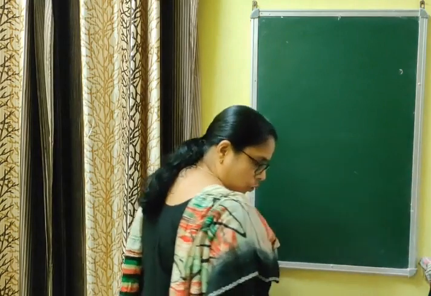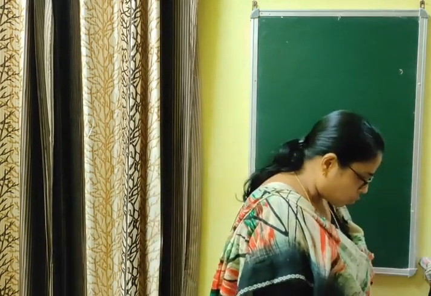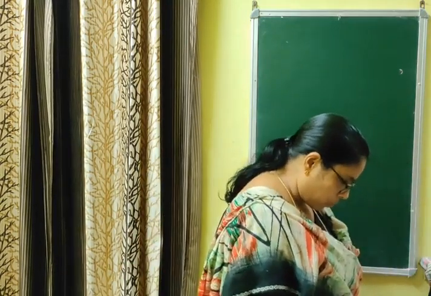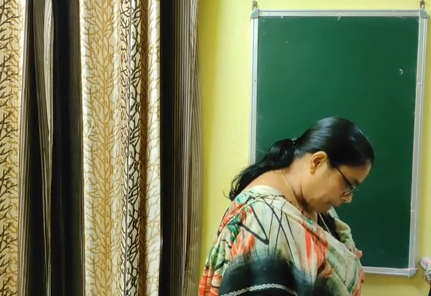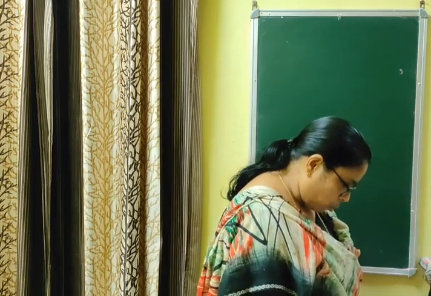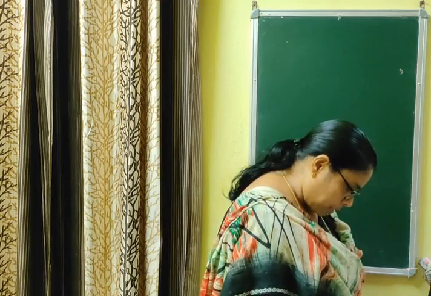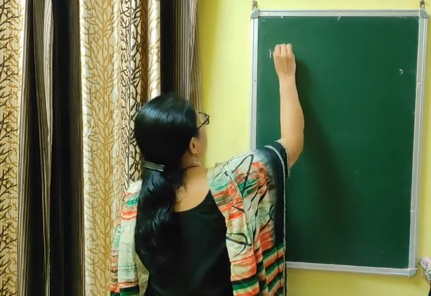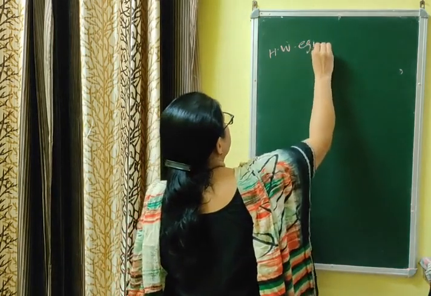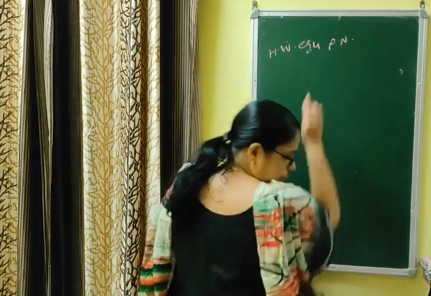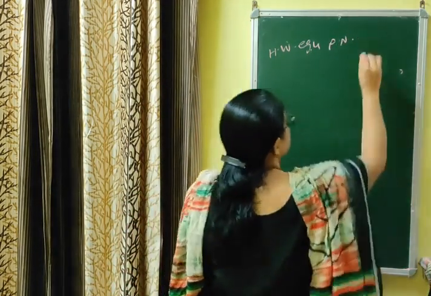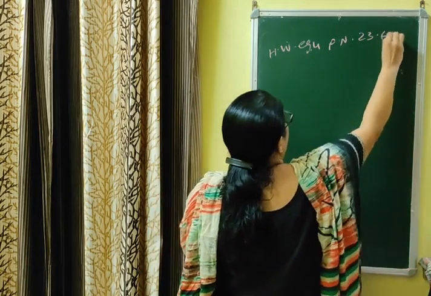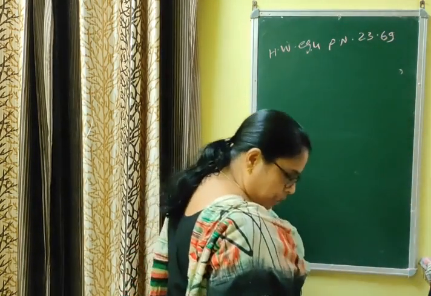I think that you are following me. This question you have to do at least 2 to 3 times so that you will be clear. Next topic, a number of questions are remaining that you have to do. I am giving you homework. Homework is example 4. This also you have to do. Example 4, page number 23.69. If you do homework, then it will be beneficial for you.